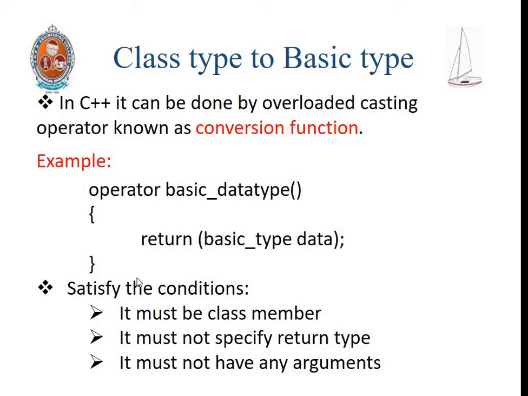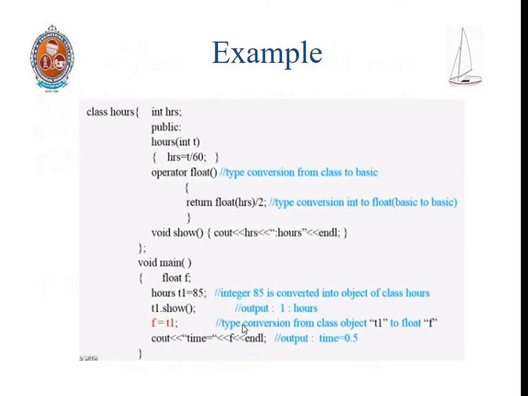The casting operator function should satisfy the following conditions. Casting operator function must be a class member. Casting operator function must not specify a return type. Casting operator function must not have any arguments. Now, with an example we can convert from class type to basic type.